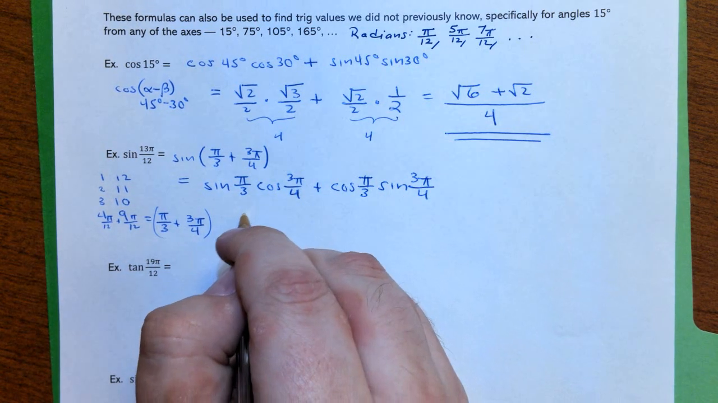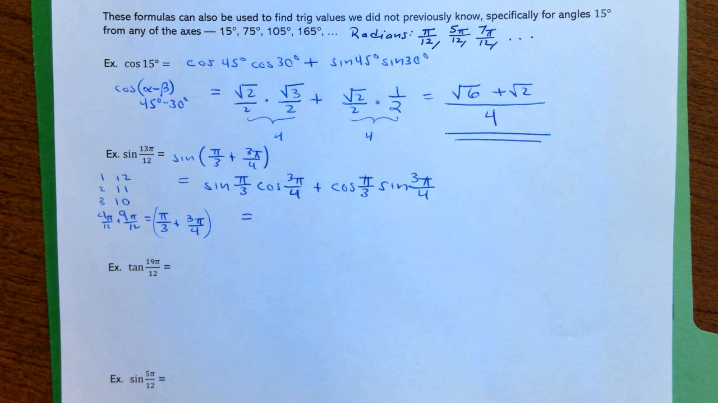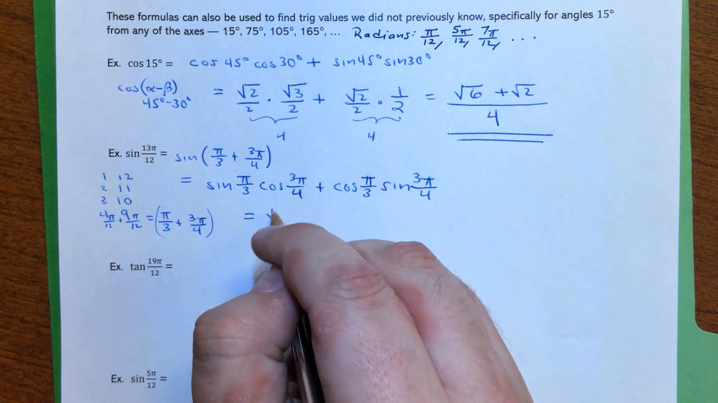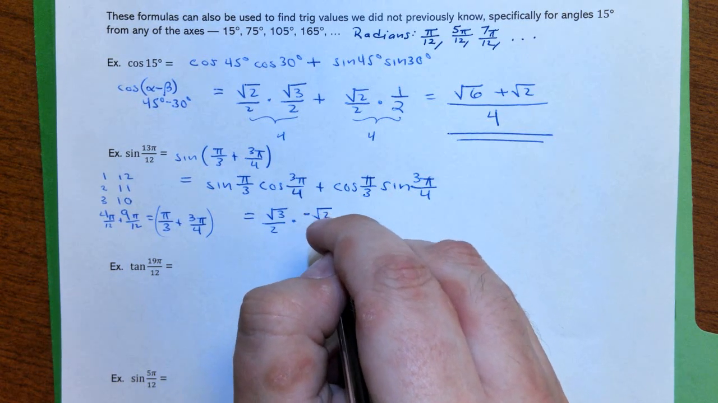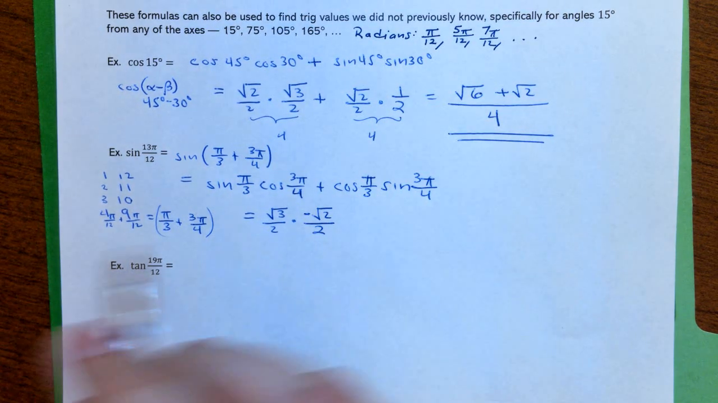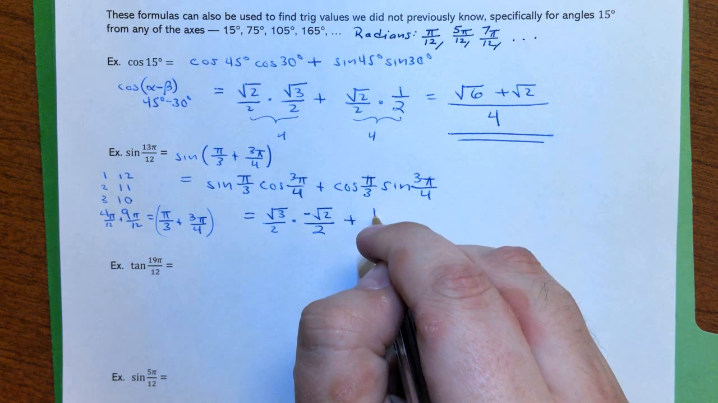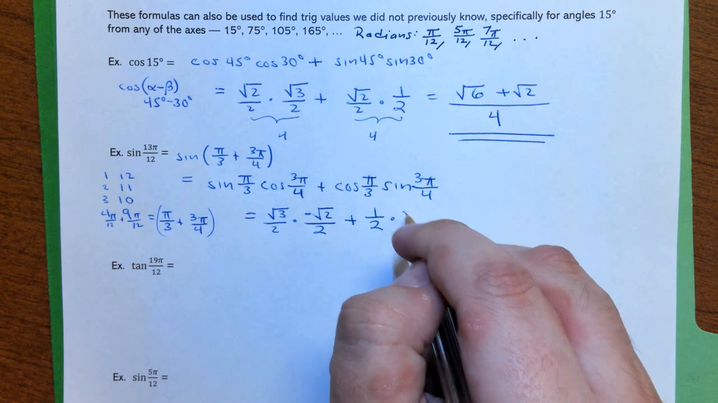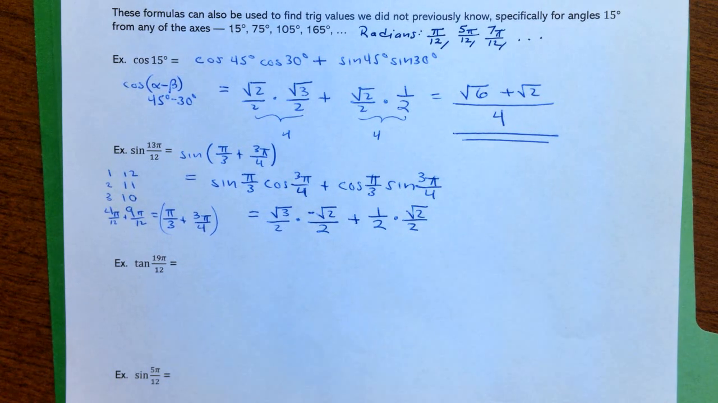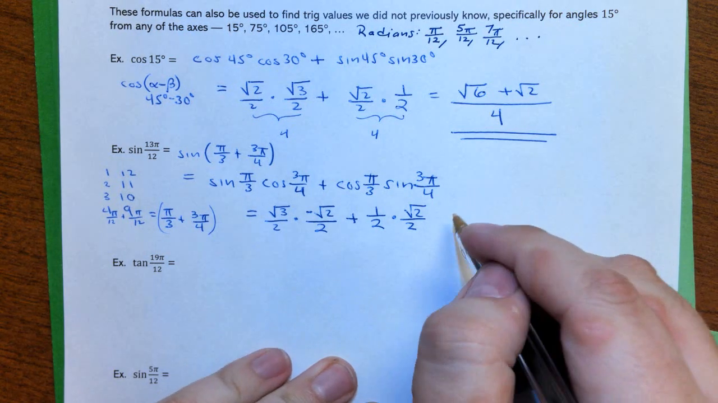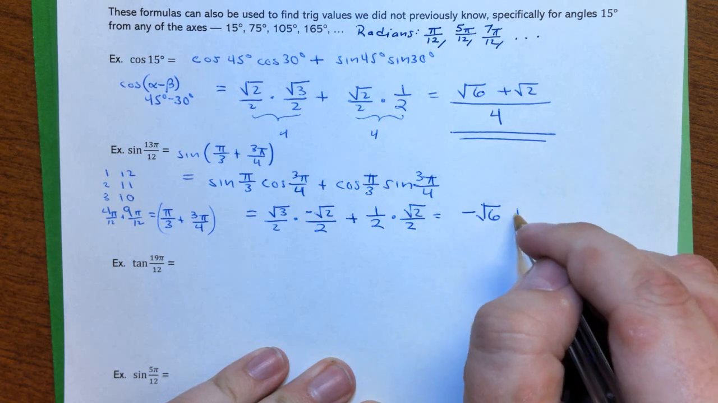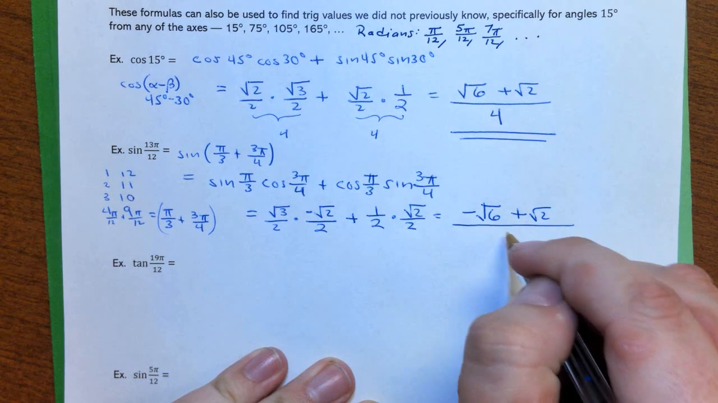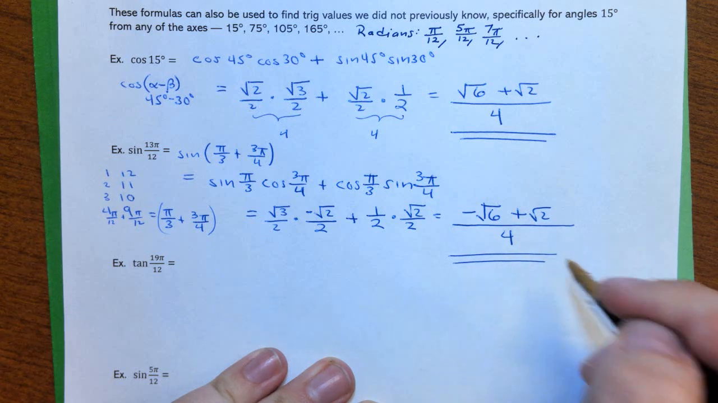Okay? And if I do this, it should work out exactly the way I want it to. The sine of pi over 3 is root 3 over 2. The cosine of 3 pi over 4 is negative root 2 over 2. The cosine of pi over 3 is 1/2, and the sine of 3 pi over 4 is root 2 over 2. So if I look at this, I'm going to see something that looks pretty darn similar to the answer I just got previously, except it is now negative square root 6 plus the square root of 2, still over 4. Okay?